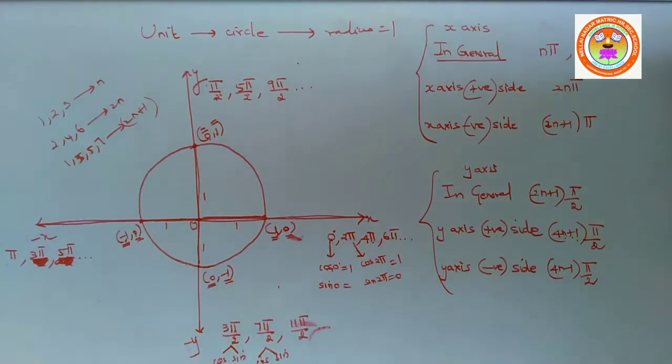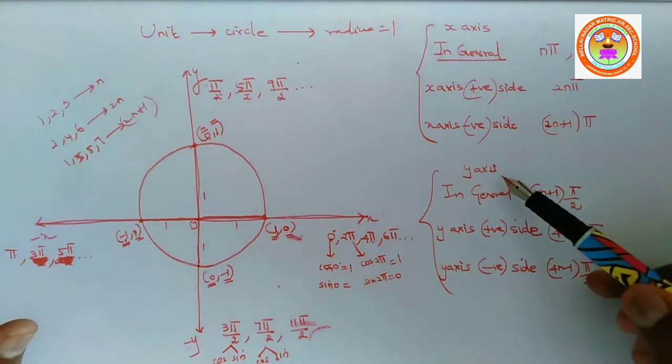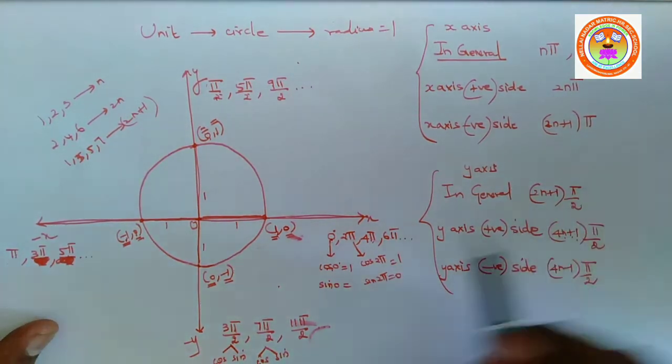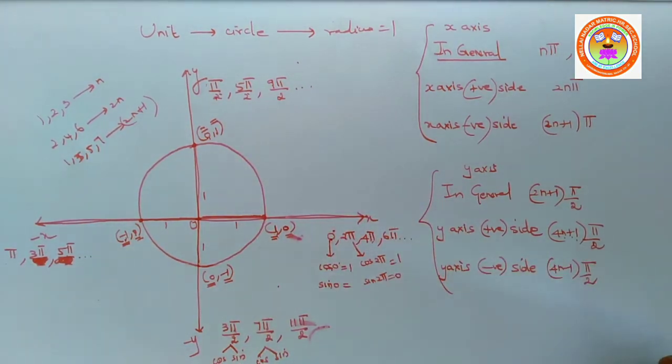In general, the x-axis is nothing but n pi. X-axis positive side is 2n pi. X-axis negative side is 2n plus 1 pi. It is fully pi only on the x-axis. In the y-axis, in general, 2n plus 1 pi by 2, fully pi by 2. Y-axis positive side is 4n plus 1 pi by 2. Y-axis negative side is 4n minus 1 pi by 2. So study this properly. It will be very, very useful for forthcoming sums.